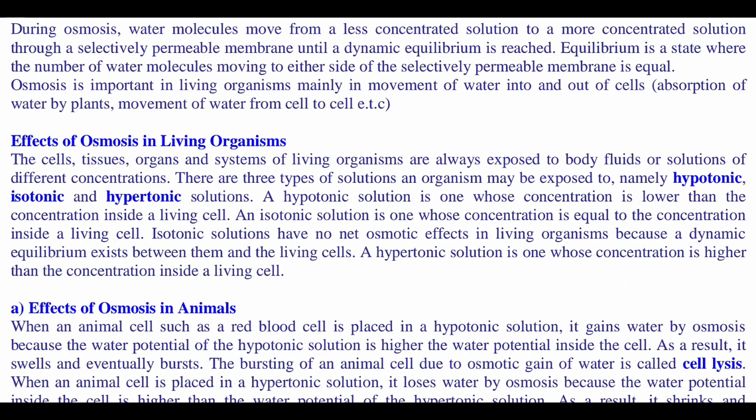Effects of osmosis in living organisms. The cells, tissues, organs, and systems of living organisms are always exposed to body fluids or solutions of different concentrations. This is true. There are 3 types of solutions an organism may be exposed to. We have hypotonic solution, isotonic solution, and hypertonic solution.